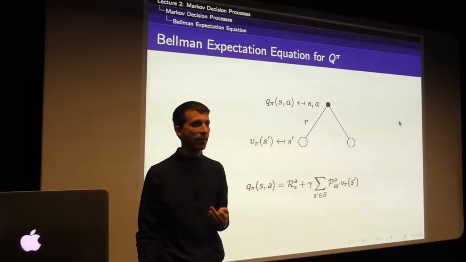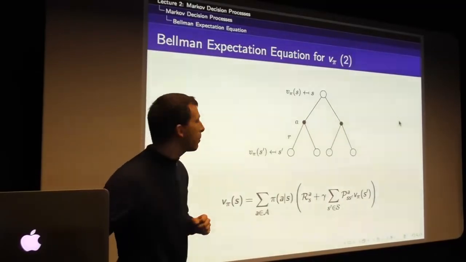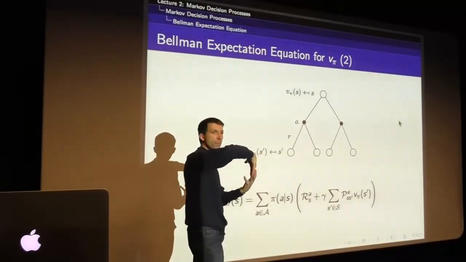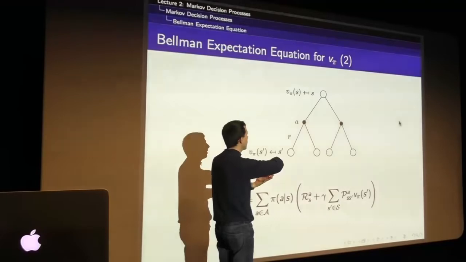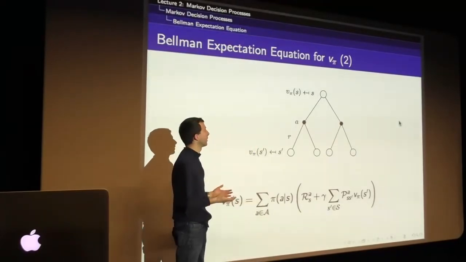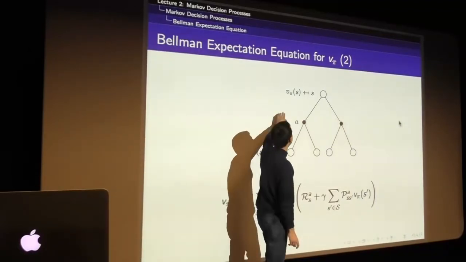State value function, action value function. We can put these together now. So this is basically just stitching together the two figures from the last two slides. And now what we'll see is we get a recursion that helps us understand V in terms of itself. And this is how we end up solving Markov decision processes.